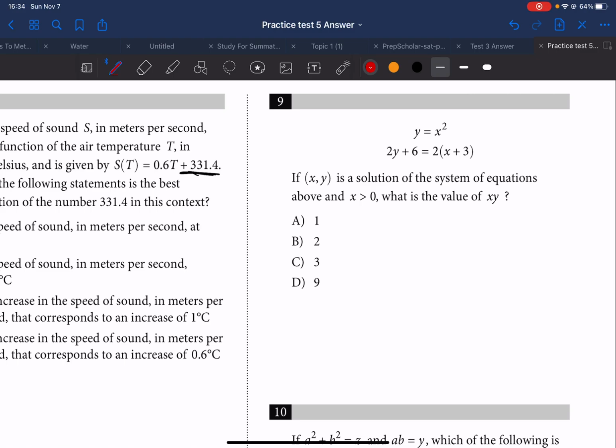Hello everyone. Question 9. If point (x, y) is a solution of the system of equations above and x is greater than 0, what is the value of xy? So in this question, there's a system, and the question is asking for the solution.